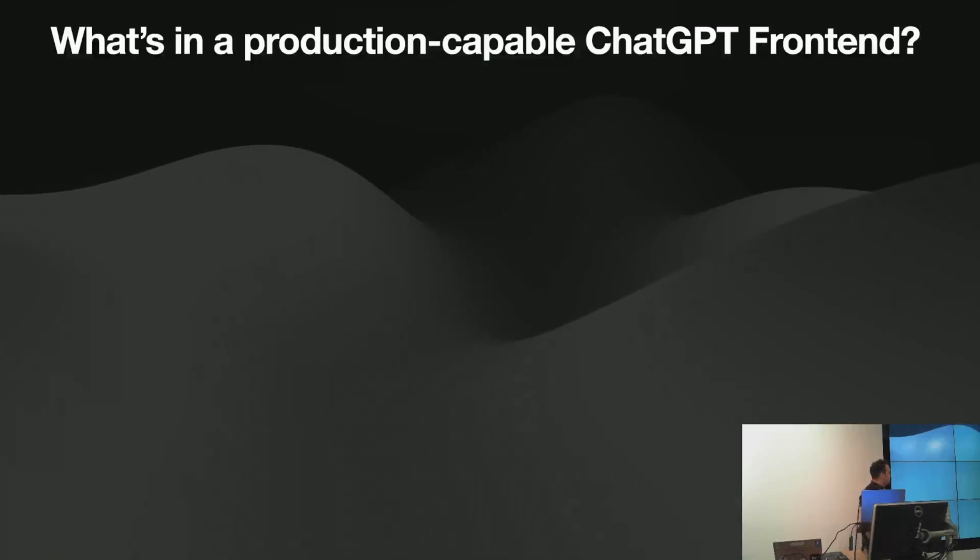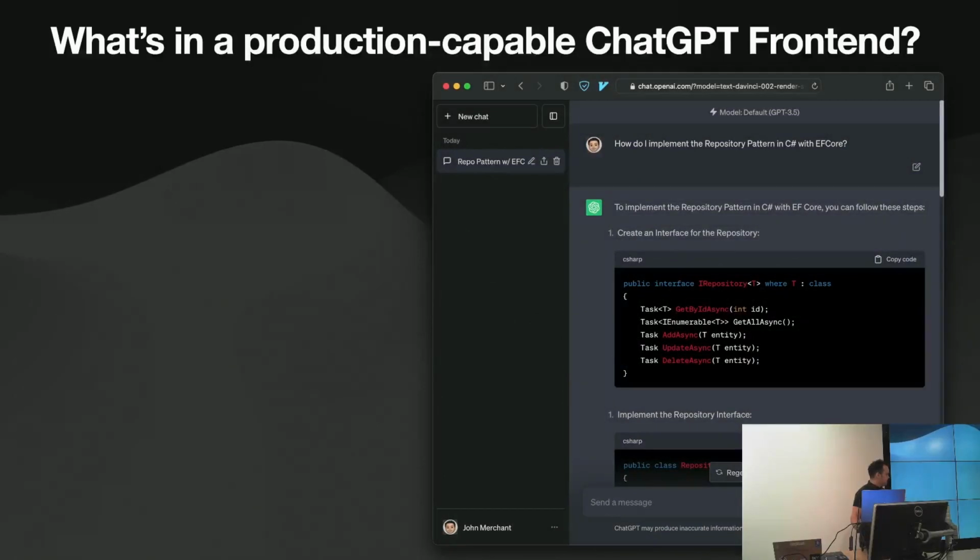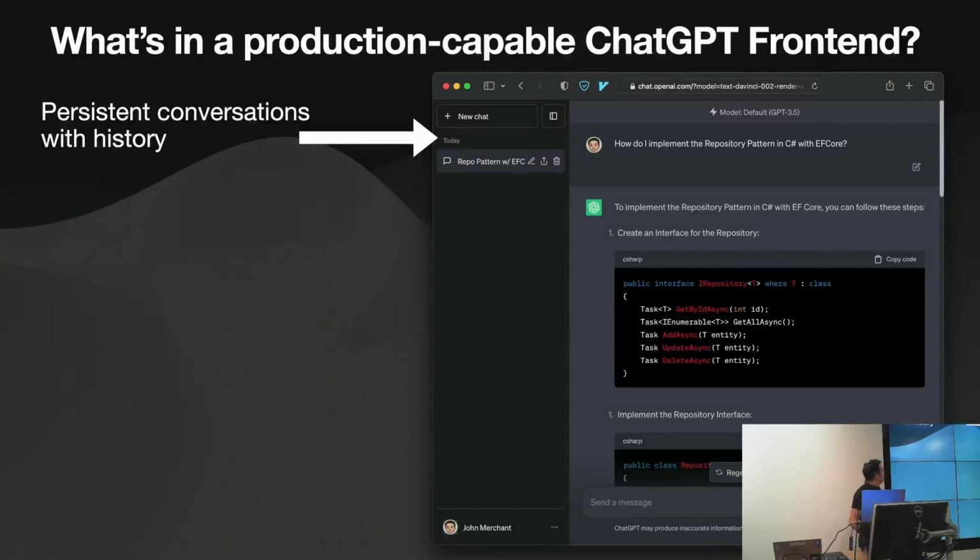So first of all, what's in a production-capable ChatGPT frontend? There's a screenshot. First of all, we've got persistent chat history. That's just a list of conversations you've had with ChatGPT. It's stored on their servers, persisted in their backends. And if you tick a box, it won't do that. It will go into private mode where they don't persist your conversations or train the model on your data, but by default, that's on.